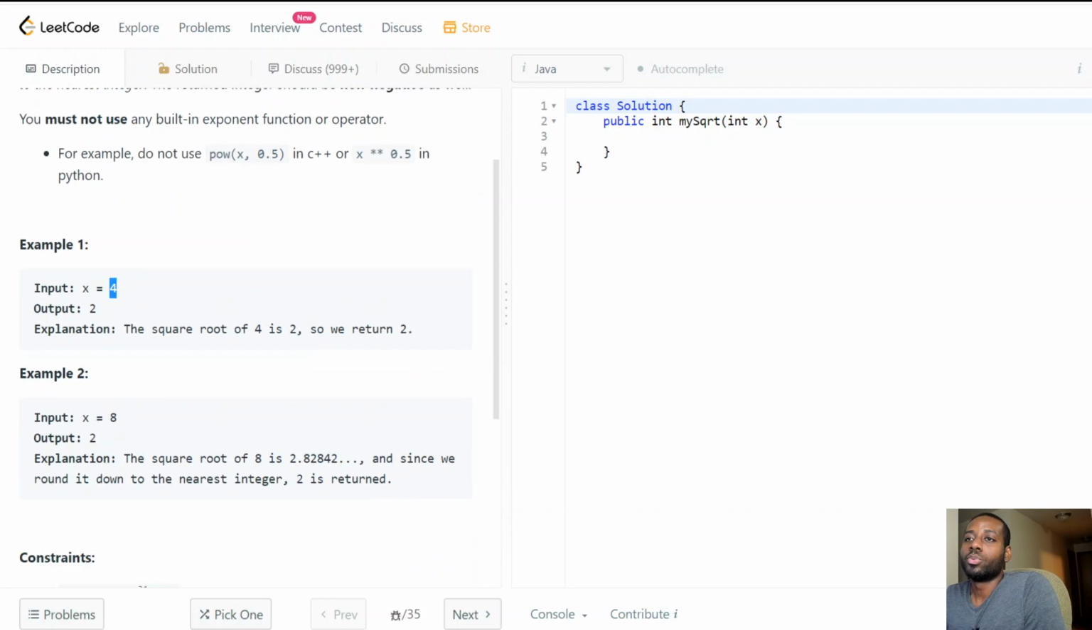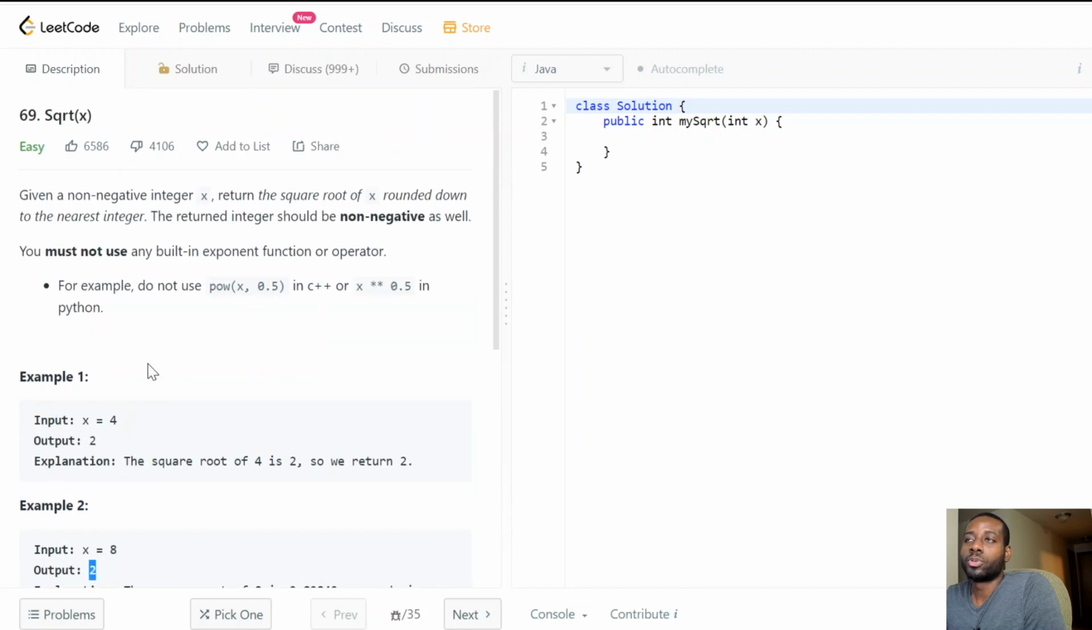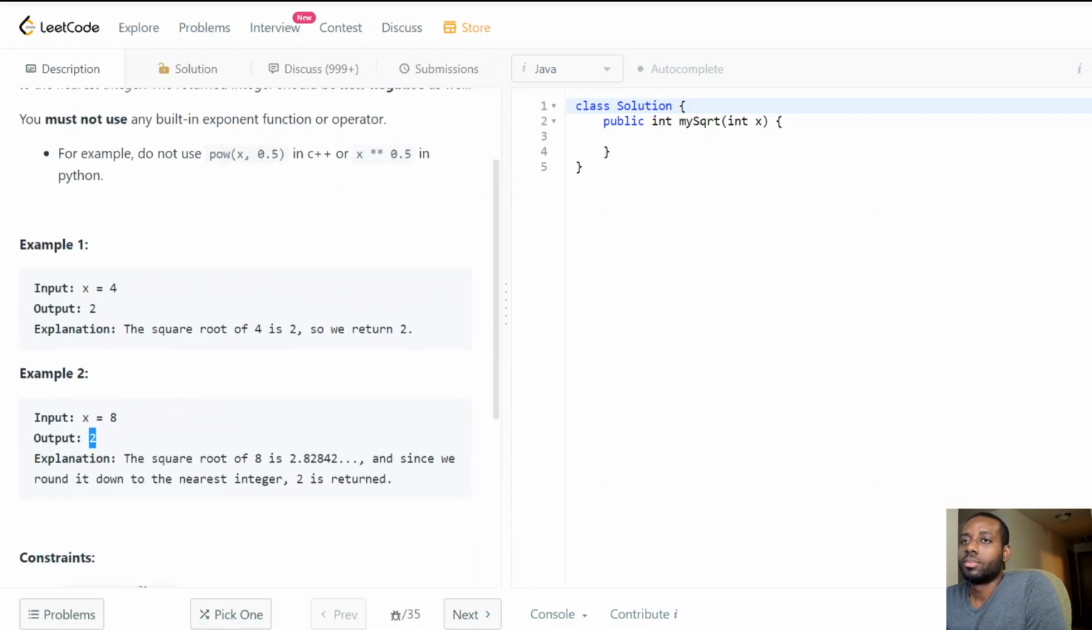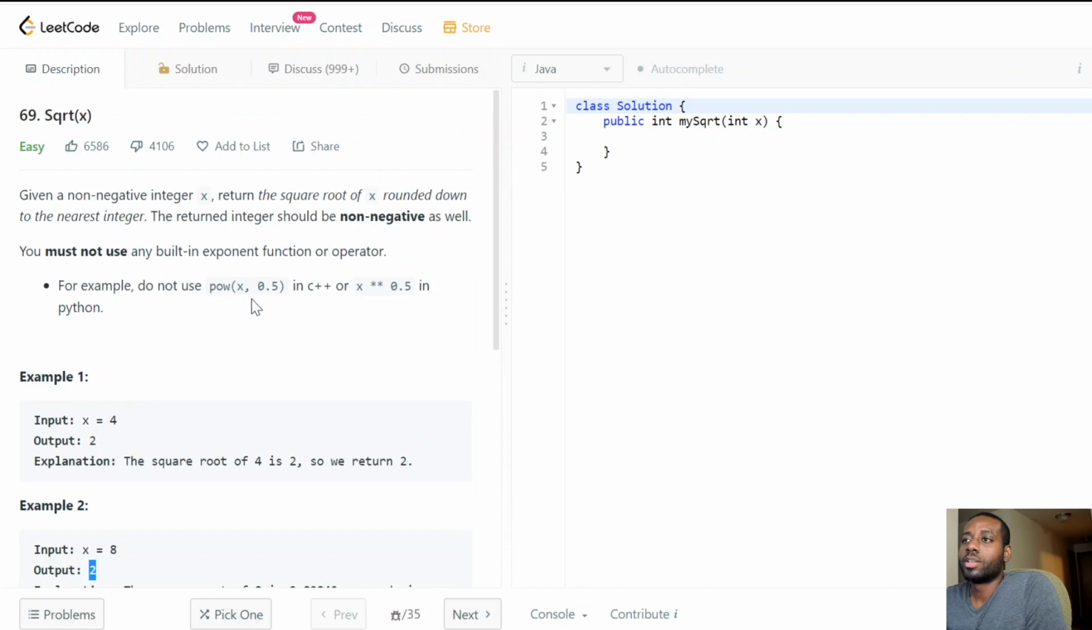So for the example, we find the square root of 4 is 2. The square root of 8 is 2 point something, but we remove the decimal part and return this as the result. So very interesting.